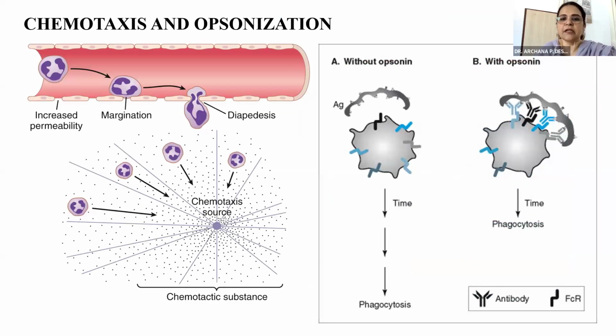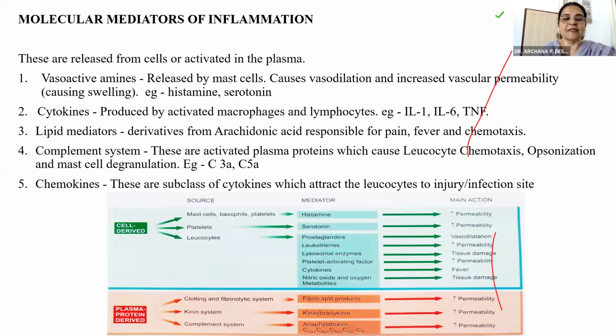So this is just the diagram showing you the chemotaxis, where the WBCs and the other damaged tissues are releasing certain substances which are attracting the WBCs to the site of infection, and opsonization that we talked about, where the WBCs or the complement system is helping in covering the antigen so that they become more susceptible to be phagocytosed. Right. The next slide, ma'am.